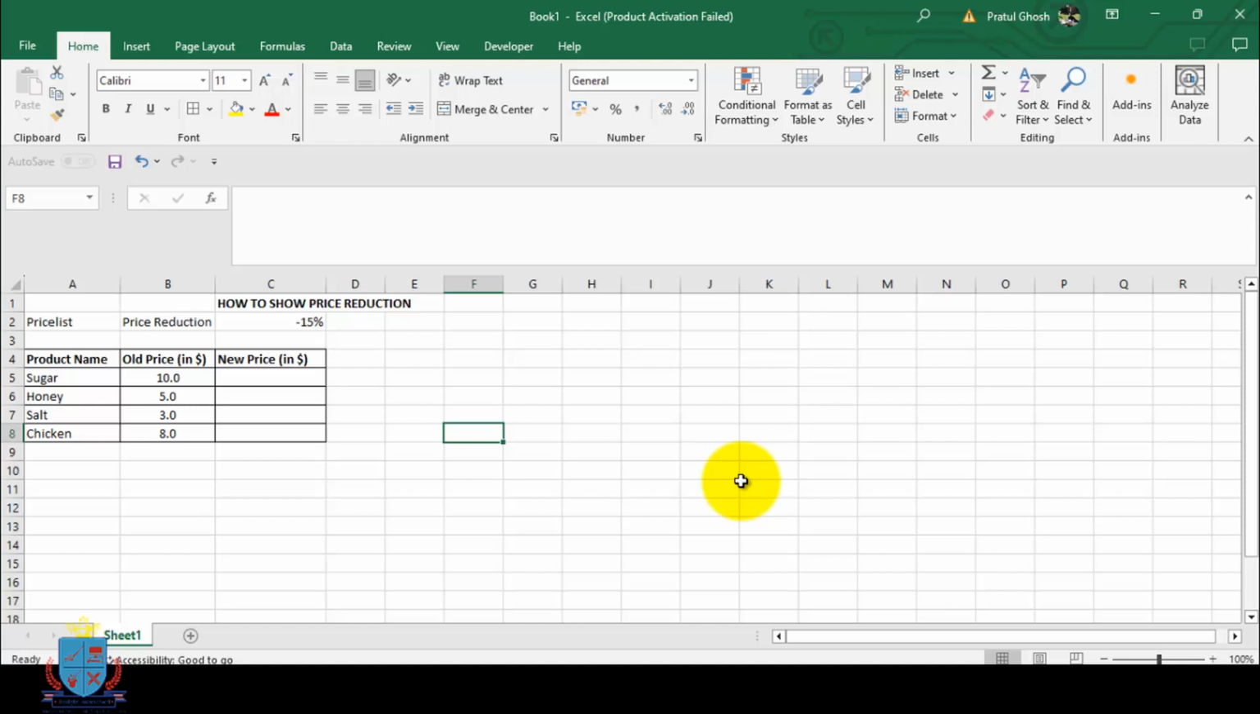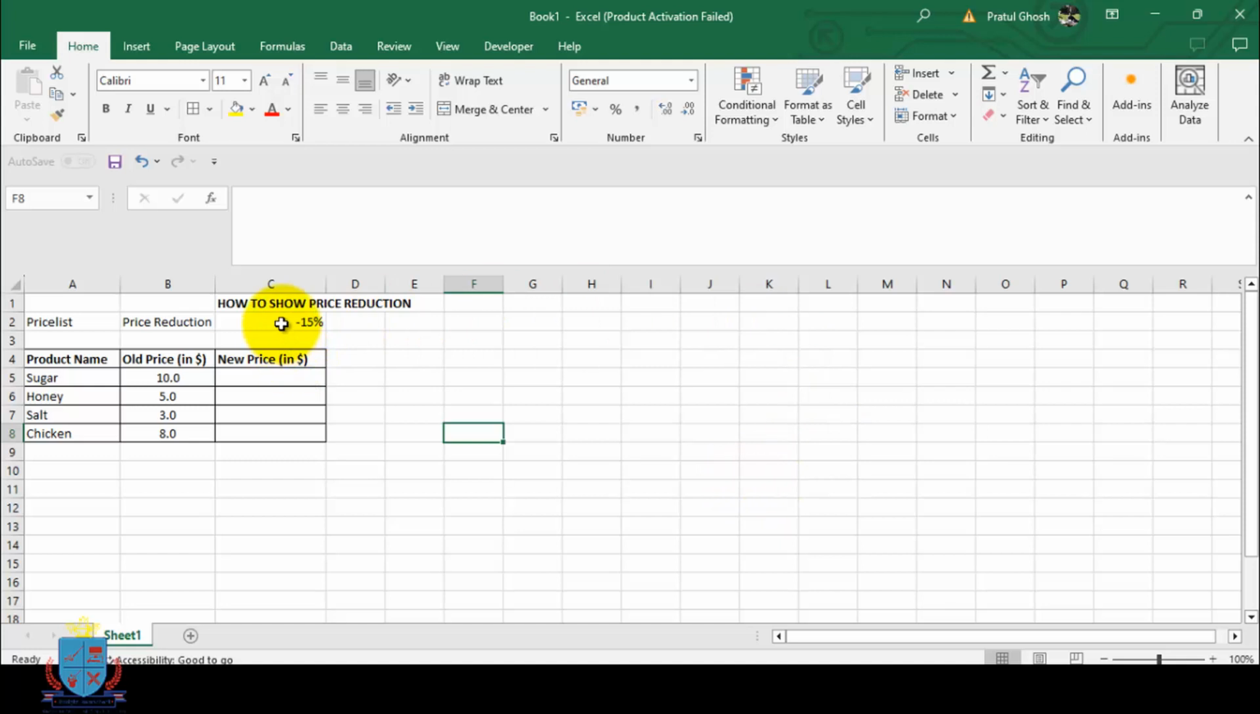Suppose you are running a grocery shop and you are selling products like sugar, honey, salt, chicken. Now, suddenly the price of these products has reduced by 15%. So, how do you calculate the new price? Here I have only used 4 items, but it can be many more in your shop. So how do you calculate the new price?